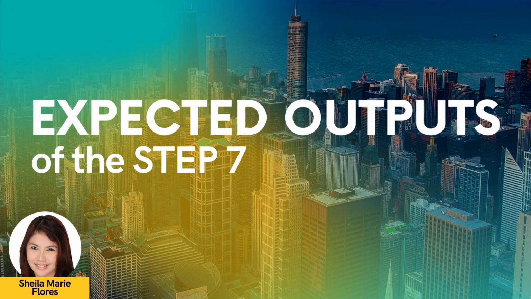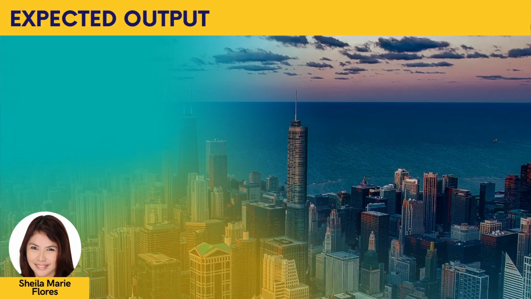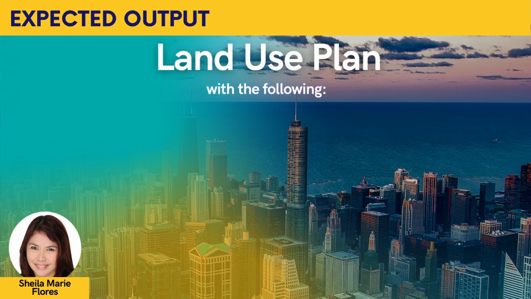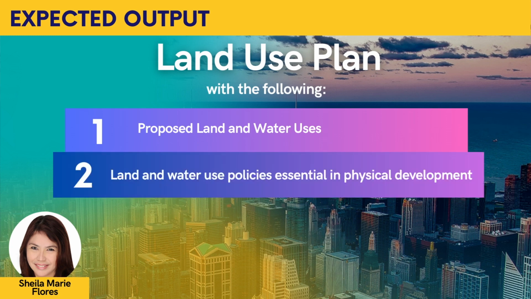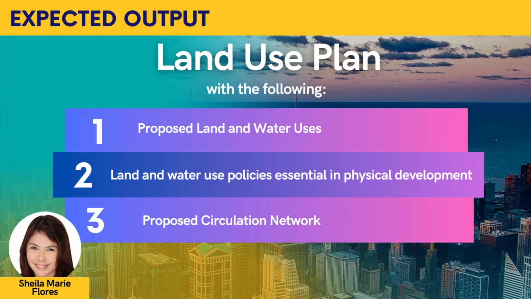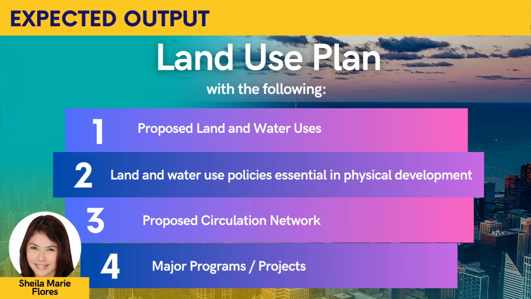Expected outputs of Step 7. The main expected output of Step 7 is the land use plan, which has the following. Number 1, proposed land and water uses. Number 2, land and water use policies essential in physical development. Number 3, proposed circulation network. Number 4, major programs or projects.